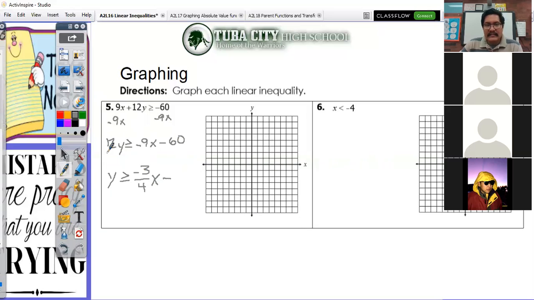Minus, and then 60 divided by 12, it's going to be 5. There we go. So now we have our line in slope-intercept form. All right, so I'm going to go ahead and move down 5.